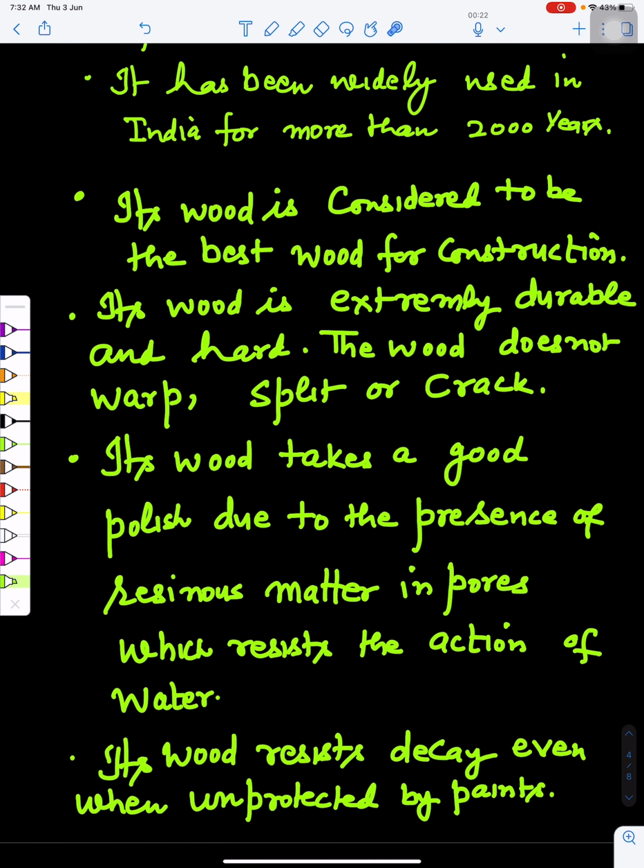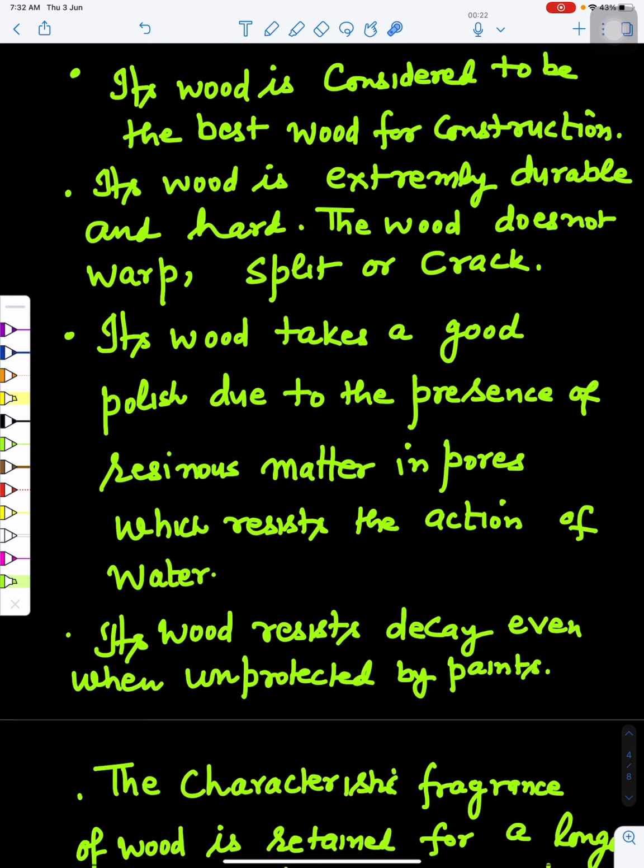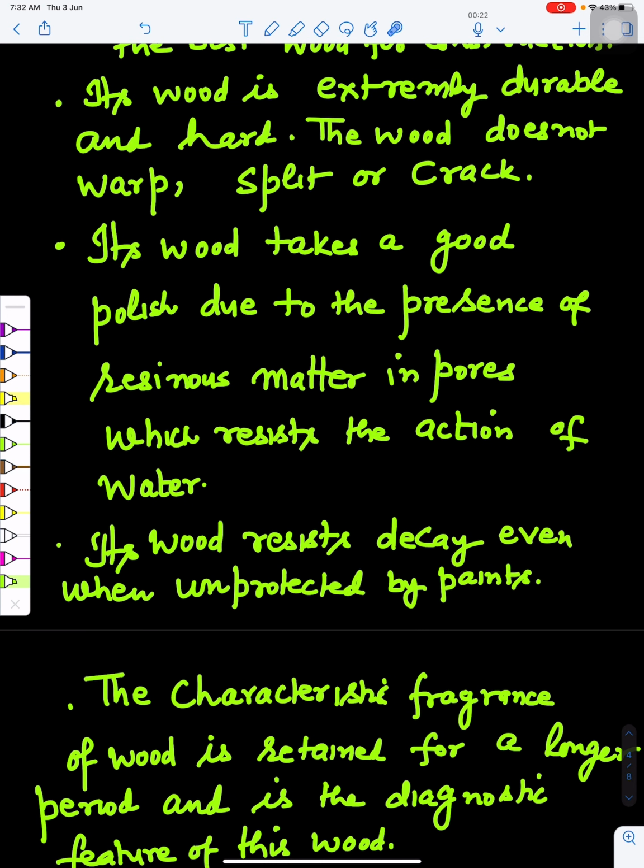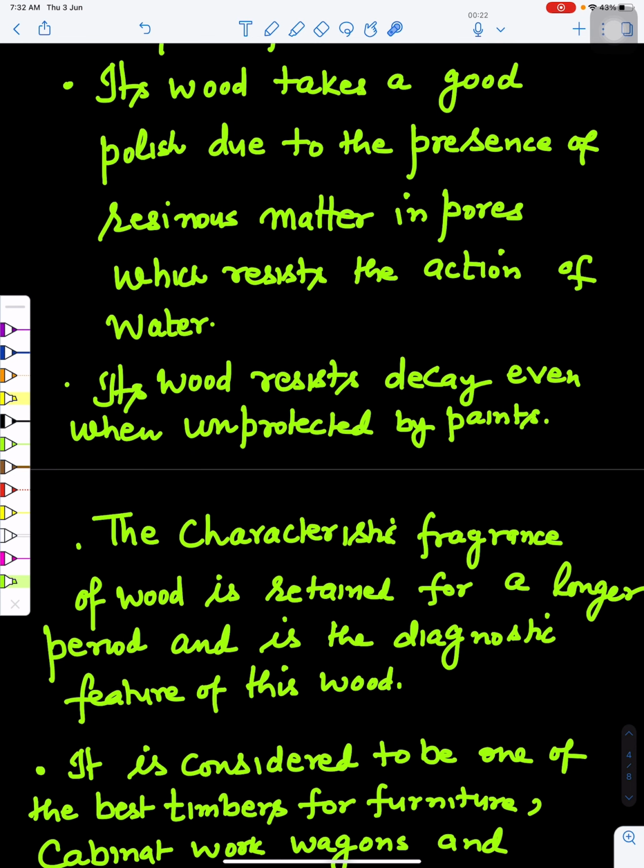Its wood takes a great polish due to the presence of resin canals, and that is having resinous matter in the pores, which can resist the action of water. Its wood cannot be decayed easily. So it can be protected without paint, because whenever we want to protect wood, we paint it or varnish it. But this can survive for a longer duration without paints. This is also characterized by a leather-like fragrance from the sagwan wood. This is retained for a longer period, and this is the main important feature of the wood. It has a particular fragrance.